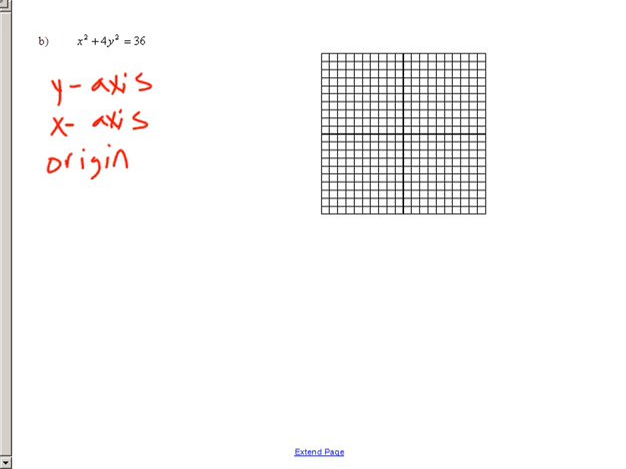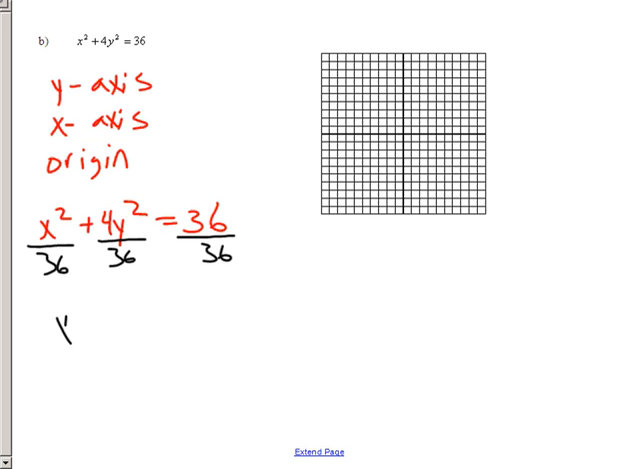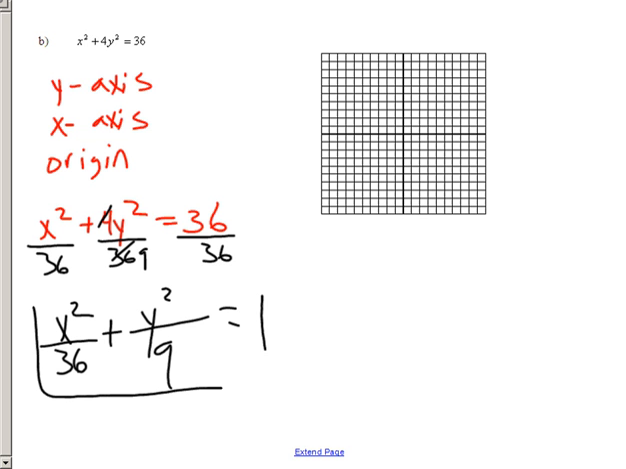In order to graph an ellipse, the key is we have to have a 1 on the right-hand side. So the first thing we're going to do to write this in standard form, in this case we don't have to complete the square or anything, is divide every term by 36. X squared over 36 plus, this cancels to give a 9, y squared over 9 equals 1. This is the standard form. We have a center at 0, 0.